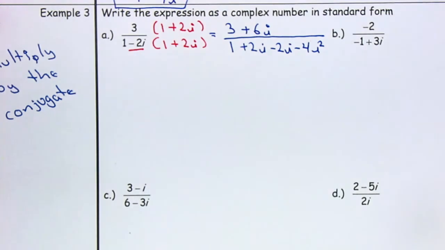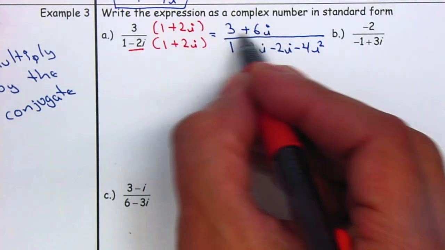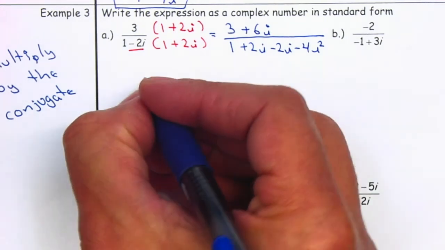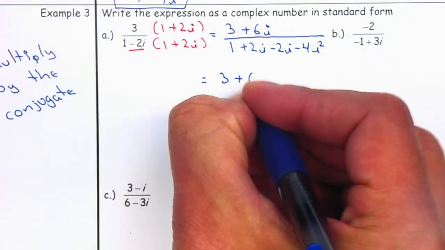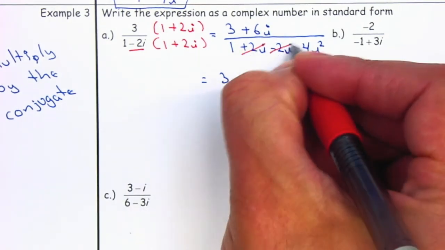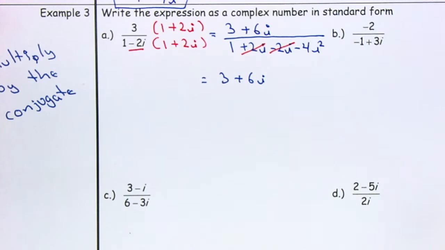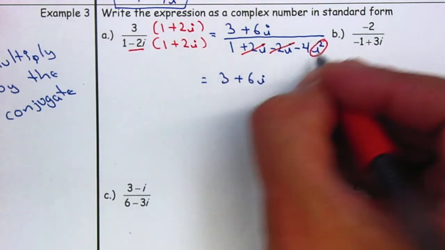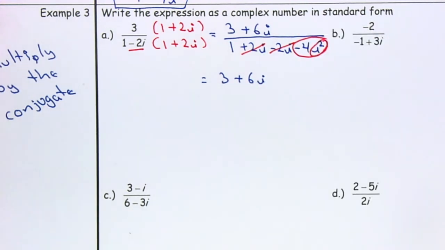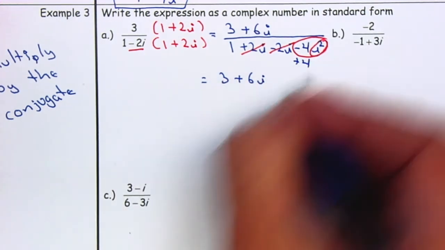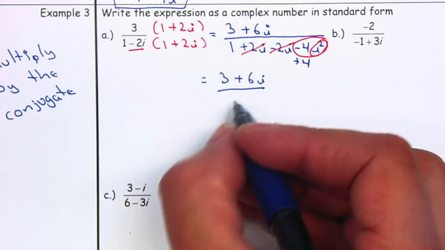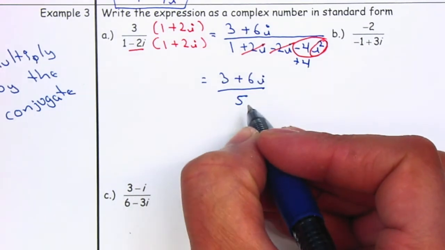Now from here, I'm going to simplify. If you notice, there's nothing to simplify on the top. So the top will remain 3 plus 6i. On the denominator, the middle terms will always cancel out. We know that i squared is negative 1. So negative 1 times negative 4 will give me positive 4. So in the denominator, we're going to combine our like terms. 1 plus 4 will give me a 5.